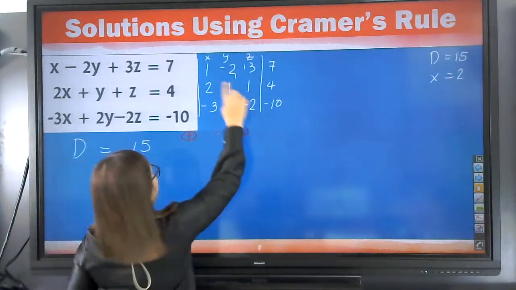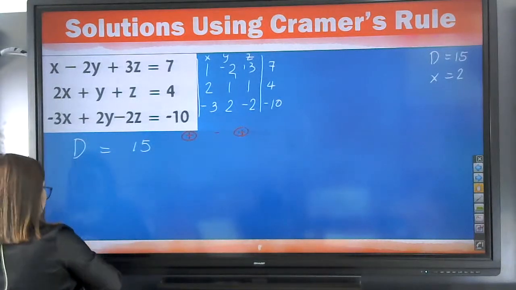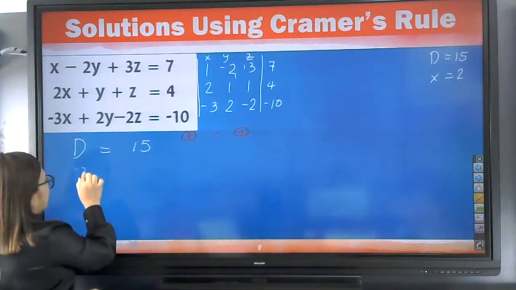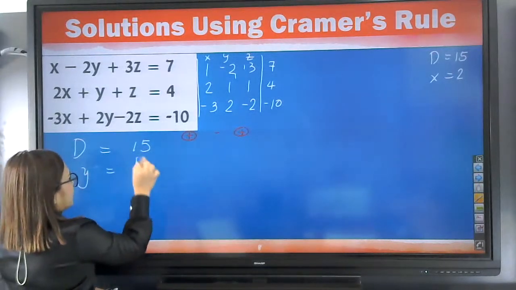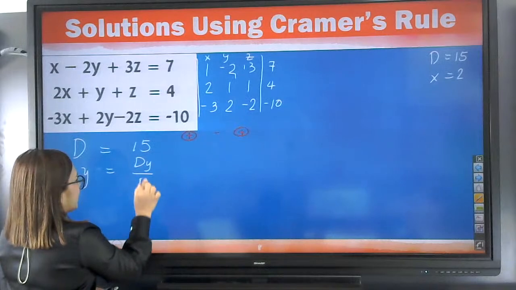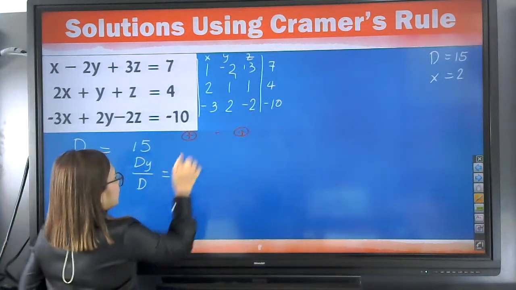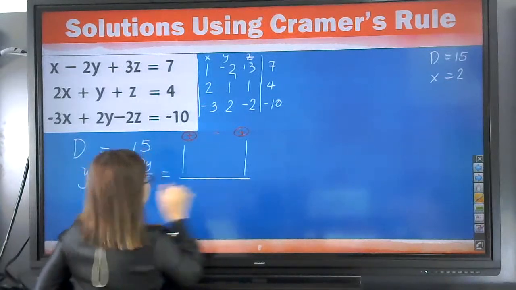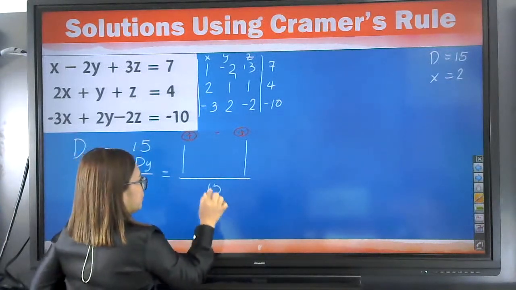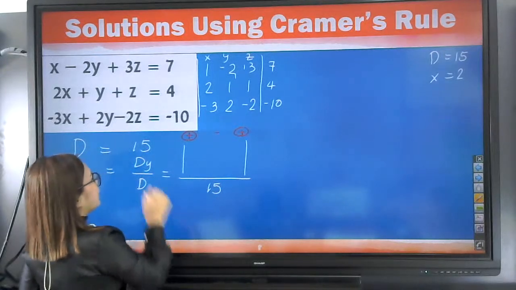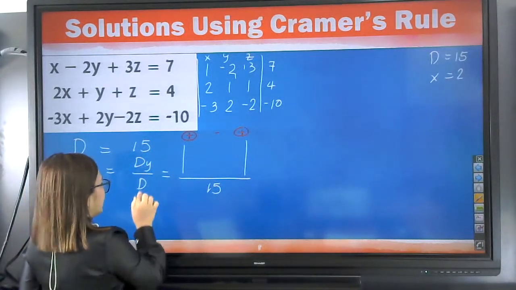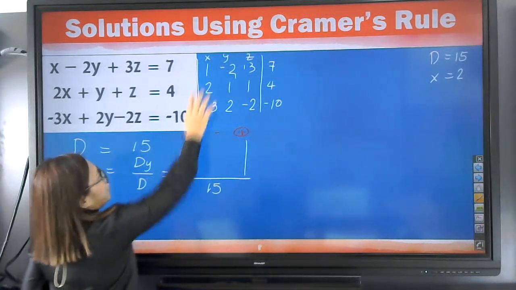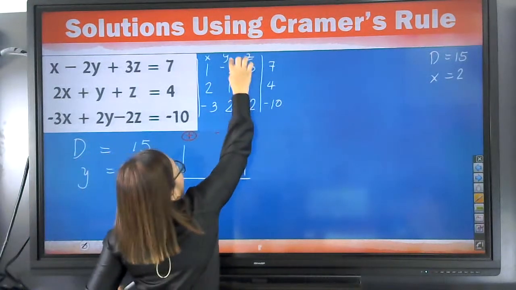The determinant is D. We have to find y. To find y, we'll do it a little bit faster now. We have Dy over D, which is equal to the matrix over D, which is 15. So Dy over 15. Where will I get Dy? From here.